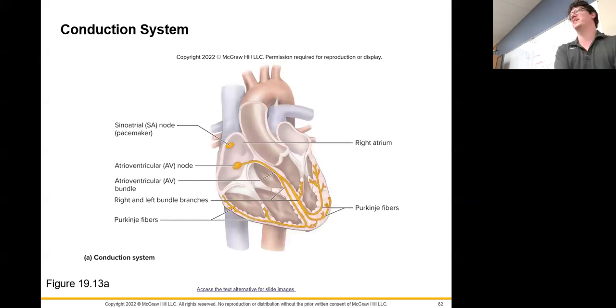All right, so here is our conduction system. The timing wise. Okay, I guess we're good. All right.